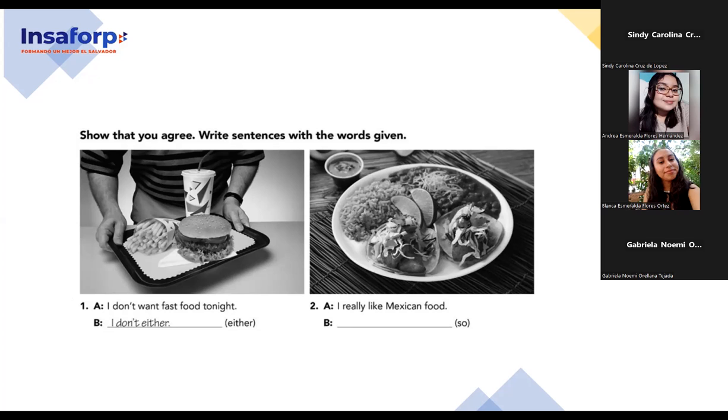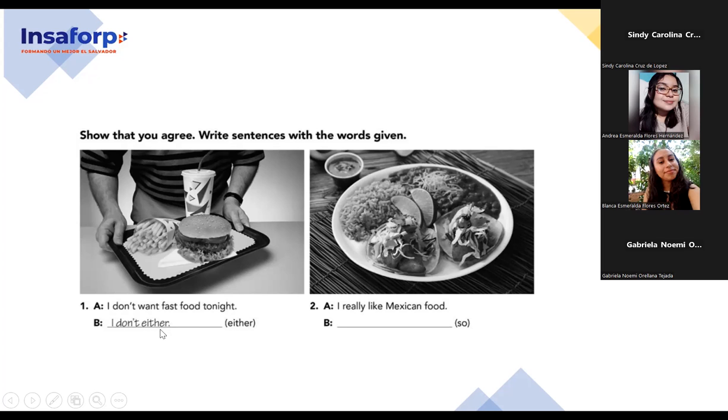El de la letter B. Yes. Los dos, letter A and letter B. I don't want fast food tonight. Just read the example. I don't want fast food tonight. I don't either. Very good. Either. Repeat, Andrea. Either. Yes, very good, Andrea. Great job. I don't either. One more time, please, Andrea. I don't want fast food tonight. I don't either. Beautiful. That is correct.